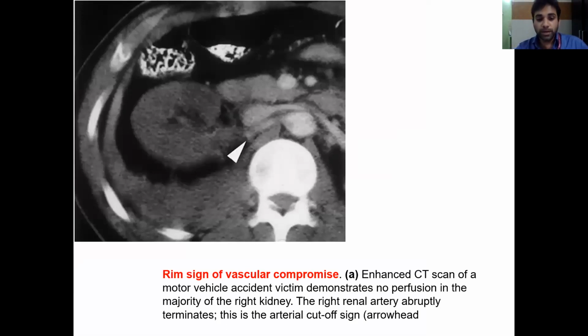Next is the rim sign of vascular compromise. This image shows an enhanced CT scan of a motor vehicle accident victim, demonstrating no perfusion in the majority of the right kidney. The right renal artery abruptly terminates. This is the arterial cutoff sign here.